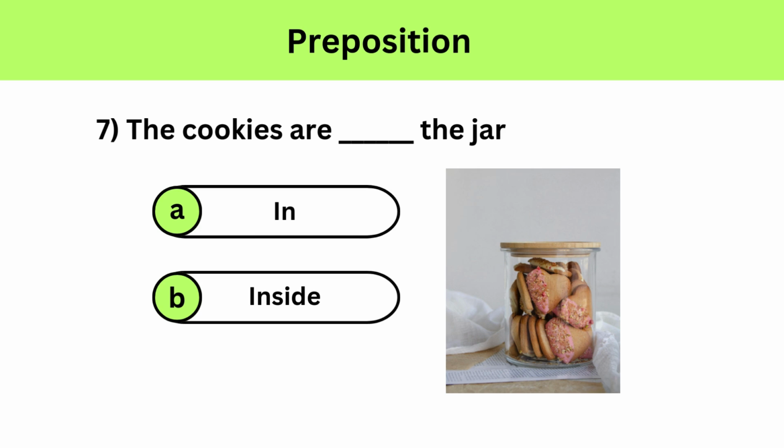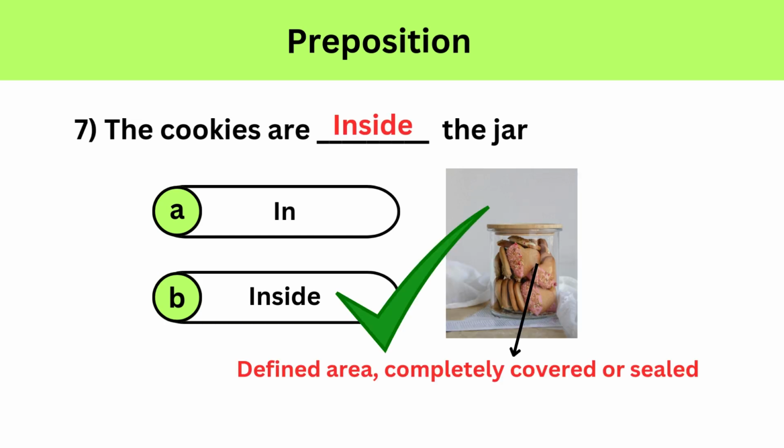Number 7, the cookies are dash the jar. Option B, inside, the cookies are inside the jar.